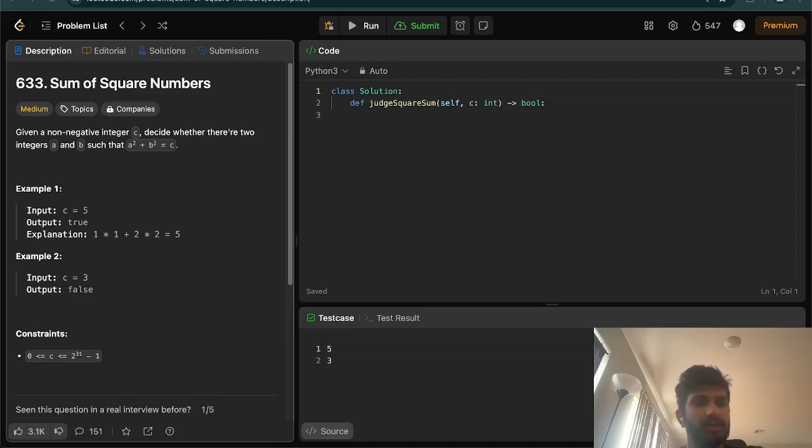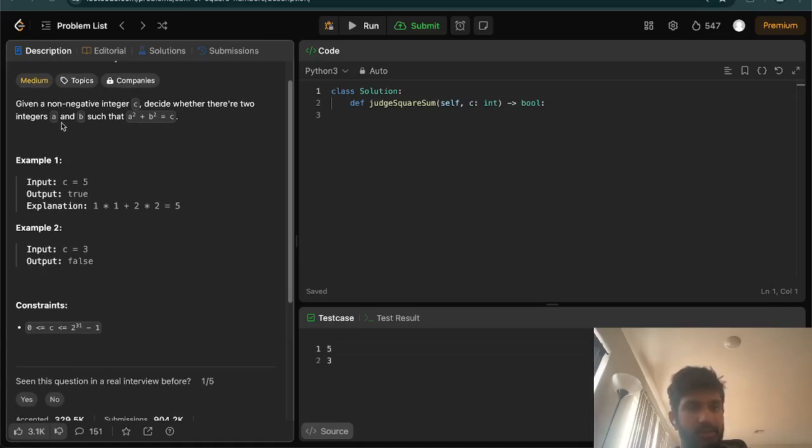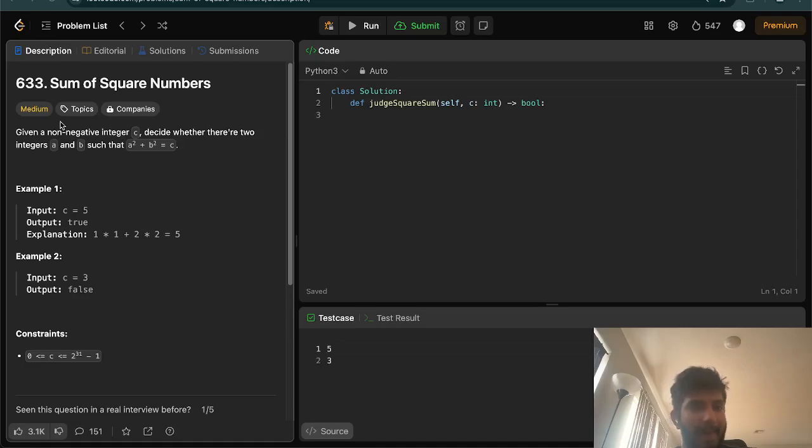Today's problem is 633, Sum of Square Numbers. Given a non-negative integer c, decide whether there are two integers a and b such that a squared plus b squared is equal to c. Basically, we are given an integer and we have to find out whether it's a sum of two squares.